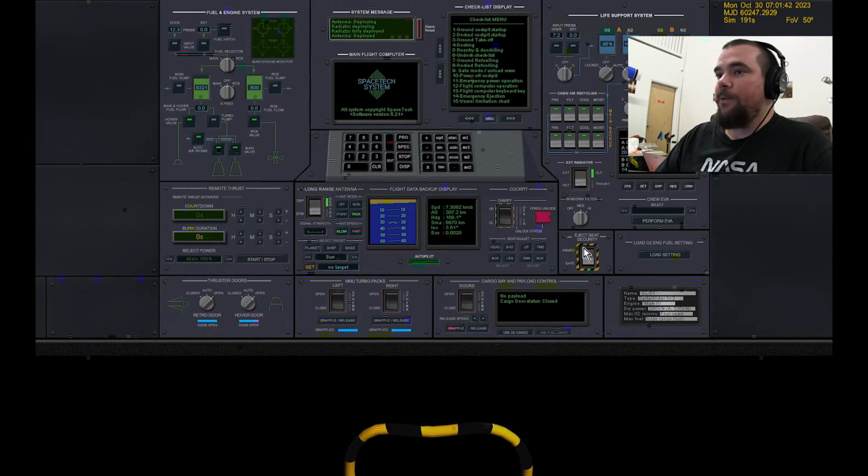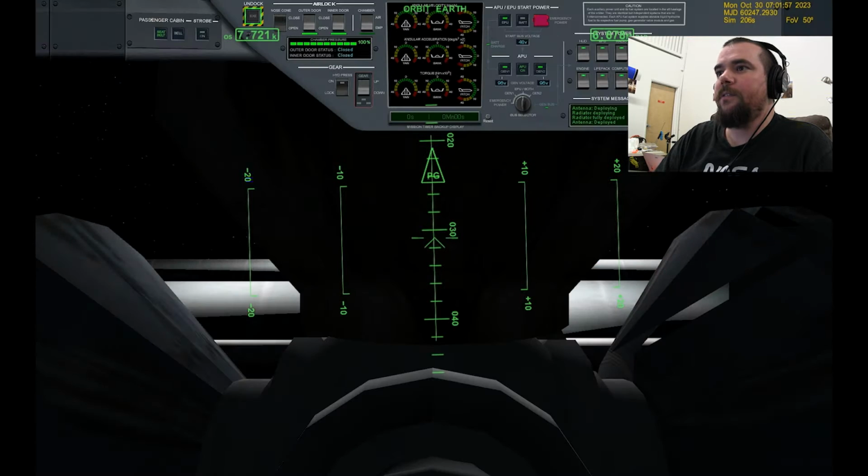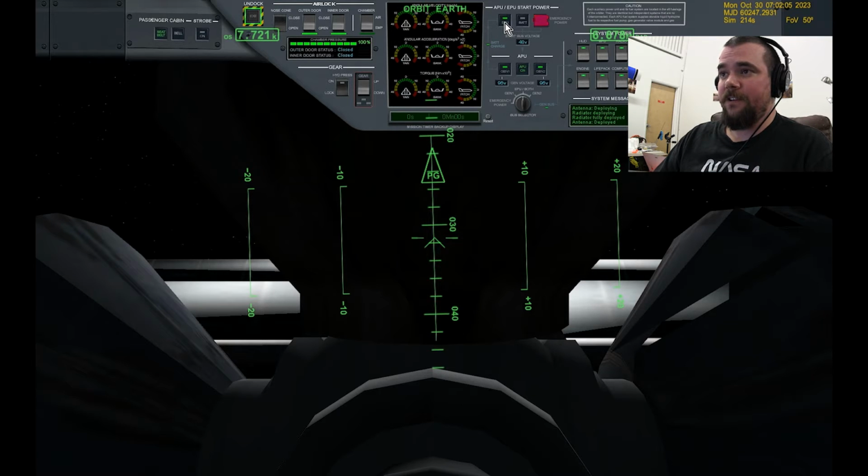Okay, so I might be ready for undocking here. Let's go through the checklist. Checklist for undocking. Okay, I didn't turn the strobe on and I need to turn the EPU off. So external power unit, that's like the electricity that would be coming from the Mir space station. So there's an interface there, it has to be disconnected, otherwise it would break.